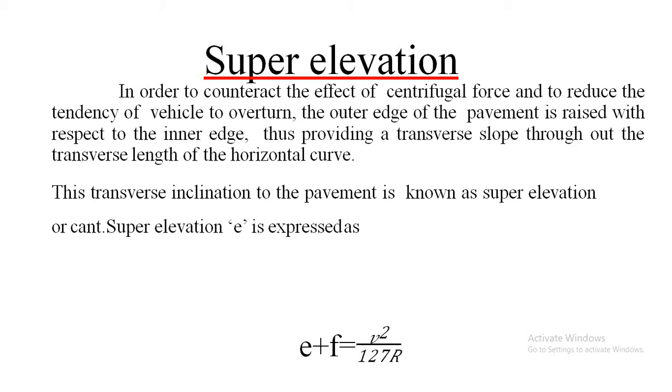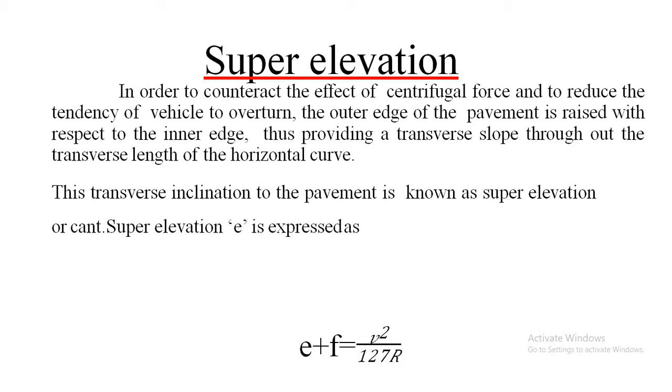In order to counteract the effect of centrifugal force and to reduce the tendency of the vehicle to overturn, the outer edge of the pavement is raised with respect to the inner edge, thus providing a transverse slope throughout the transverse length of the horizontal curve. This transverse inclination to the pavement is known as super elevation or cant.